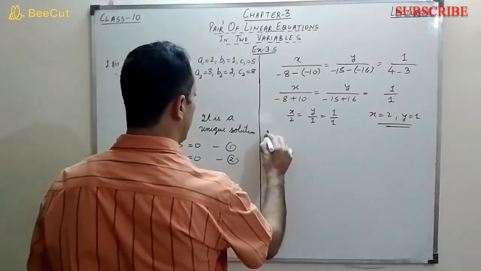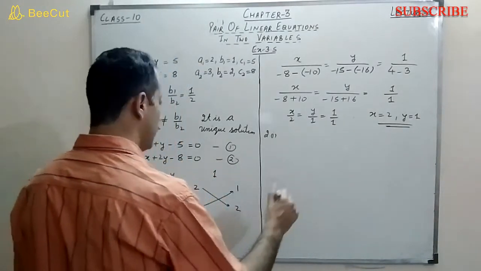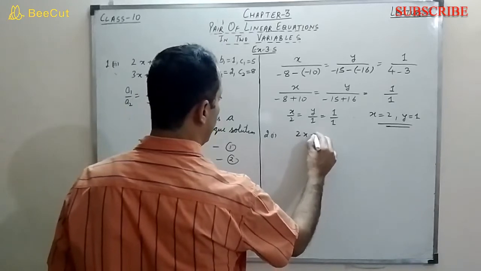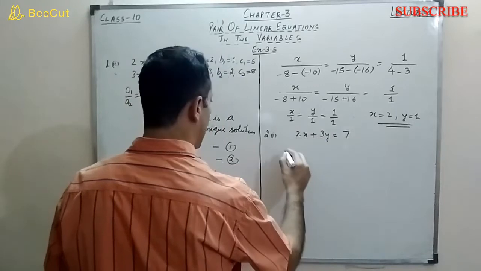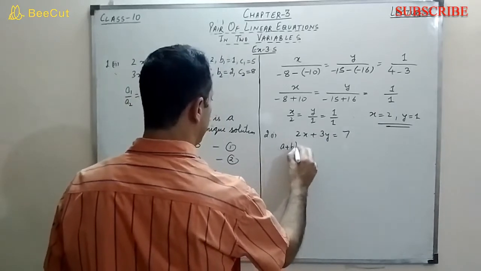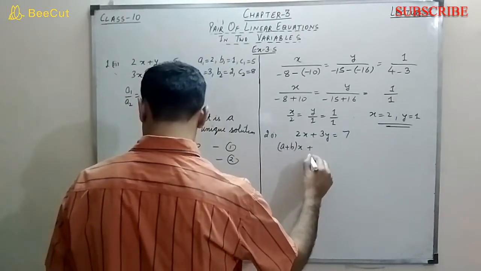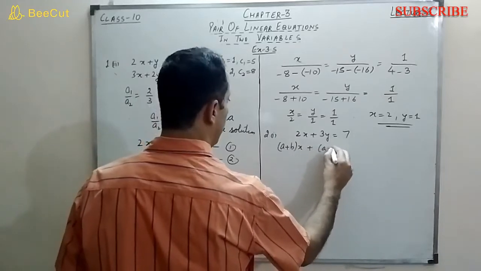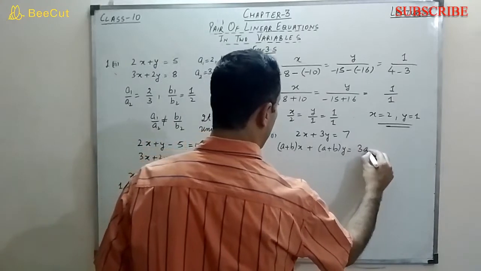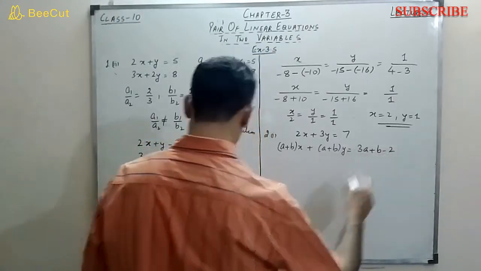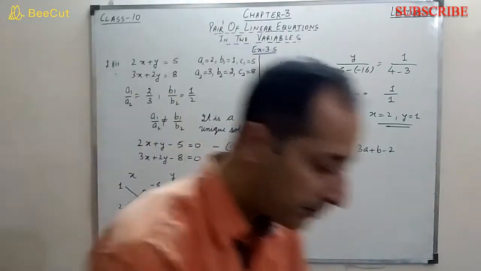So what is given to me, let me write the equations first. This is 2x plus 3y equals to 7. And then I have a plus bx plus a plus by equals to 3a plus b minus 2.